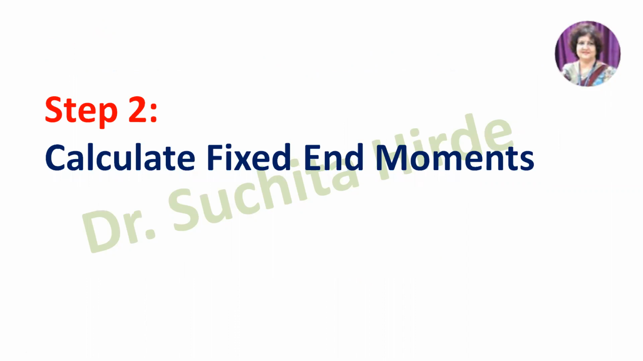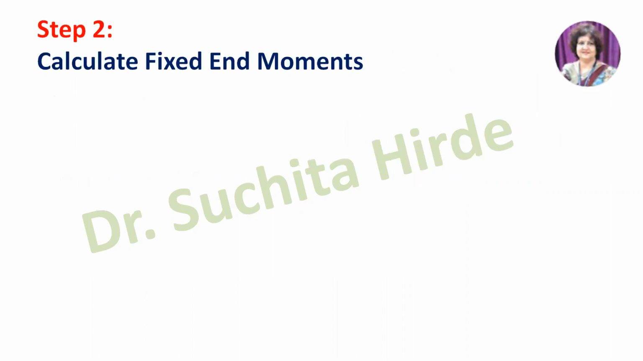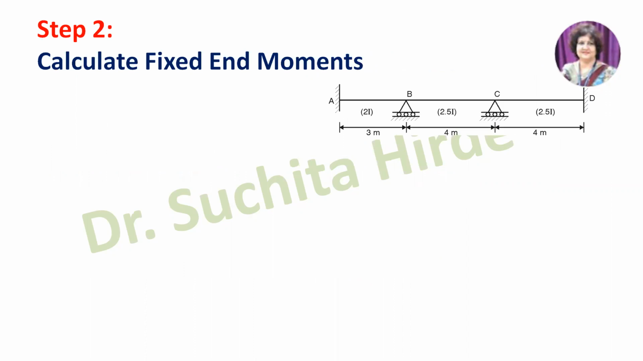The second step is to calculate the fixed end moment. If the beam is loaded with some external load, first of all you have to calculate the fixed end moments due to load. But since in the given problem no external loads are there on the beam, we don't have to calculate fixed end moments due to load. However, support B sinks, and there are fixed end moments due to sinking of supports. So let us see how to calculate the fixed end moment due to sinking of supports.